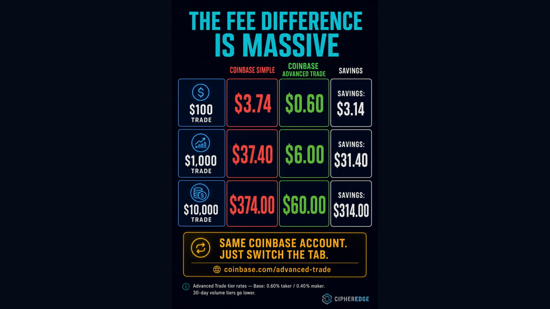Work out what that adds up to if you're trading multiple times a week. It's not a rounding error. It's real money leaving before the market even has a chance to move against you.